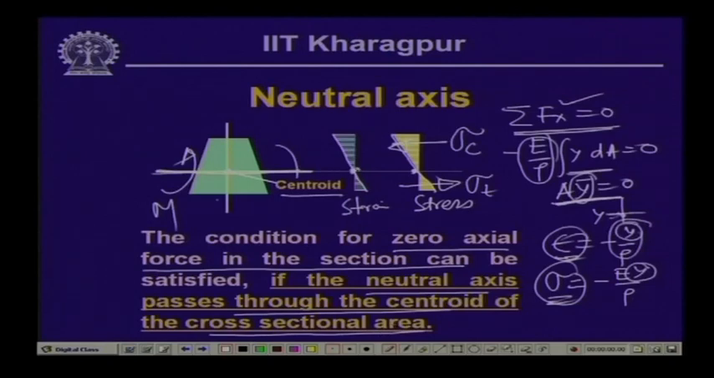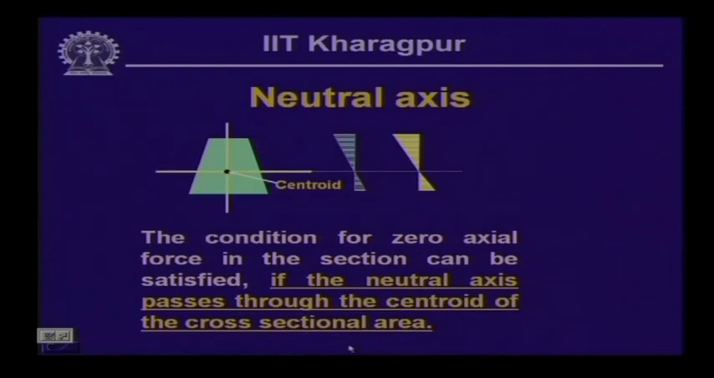Now, we call this the neutral axis because along this axis the stress and the strain is 0 in the beam cross section. This can be satisfied if the neutral axis passes through the centroid, then there will not be any axial force in the beam, and this is one of the requirements of the equilibrium criteria. Hence, the neutral axis, along which the stress is 0, must lie at the centroid if it has to satisfy that there is no axial force in the beam.